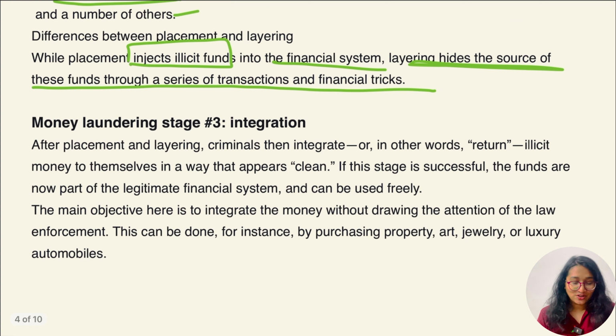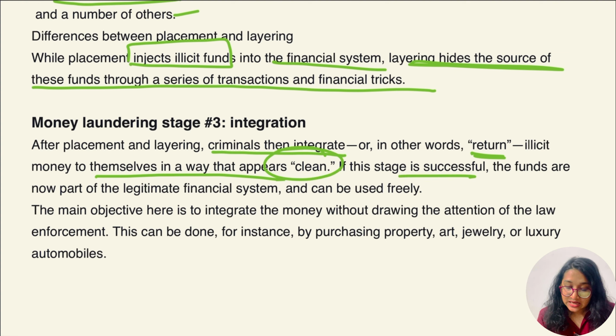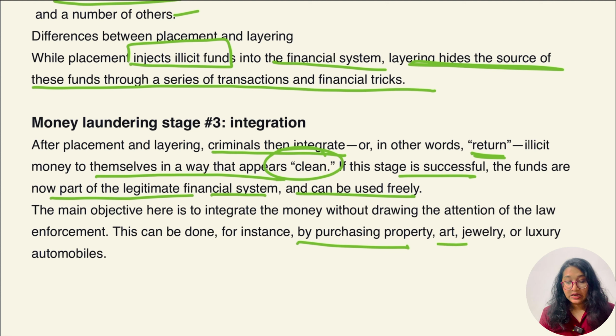Let's go for the integration now. After placement and layering, criminals then integrate, or in other words return, the illicit money to themselves in a way that appears clean. If this stage is successful, the funds are now part of the legitimate financial system and can be used freely. The main objective here is to integrate the money without drawing the attention of law enforcement. This can be done, for instance, by purchasing properties, art, jewelry or luxury automobiles.